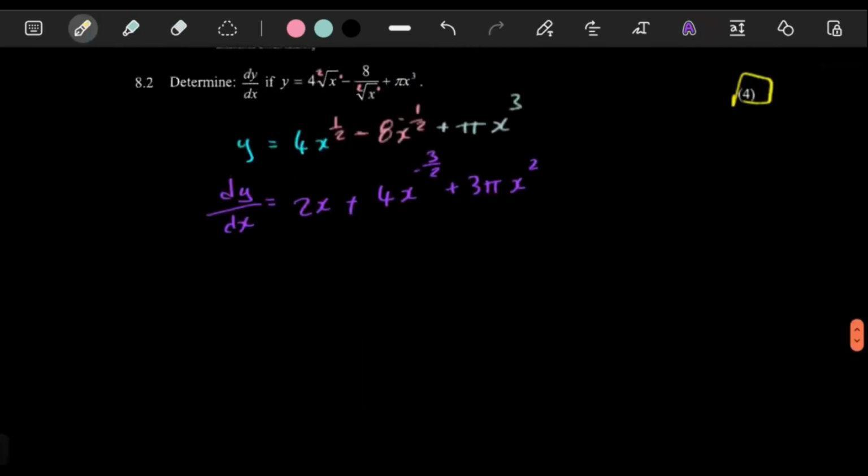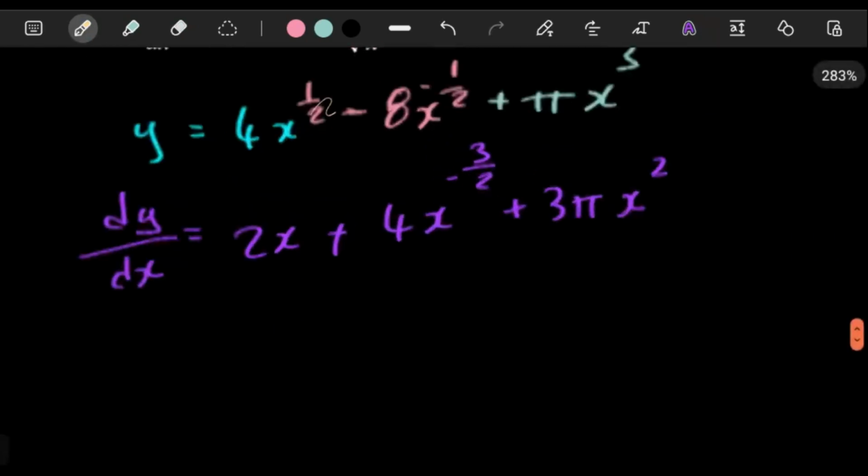Yeah, that's a 4-mark question. So you're going to get marks for the simplifying part, and then you're also going to get marks for the final answer. Because here I made a mistake. It's supposed to be negative a half at the exponent there, because if you remove 1 from the exponent, you're going to be left with negative a half. Yeah, let's move on.